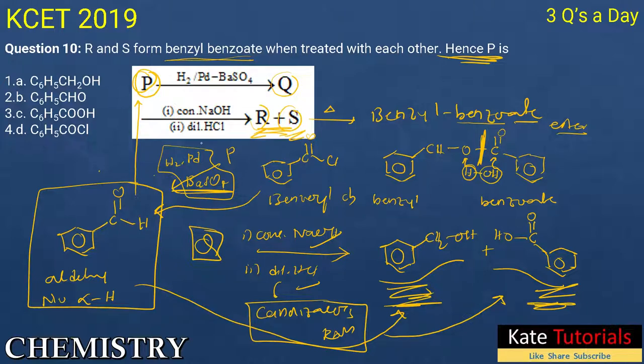Hydrogen and palladium in the presence of barium sulfate is also a named reaction. Can you tell what that named reaction is? Go through the NCERT and you will get to know. So the answer for the given question is D, C6H5COCl. They asked for P, and P is C6H5COCl, a benzene ring with COCl, benzoyl chloride.